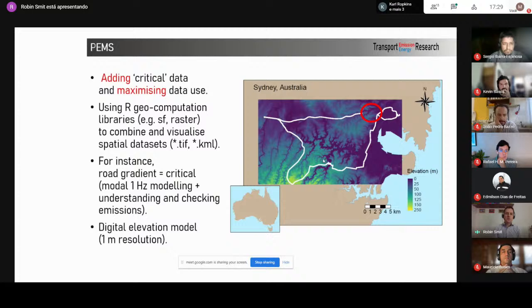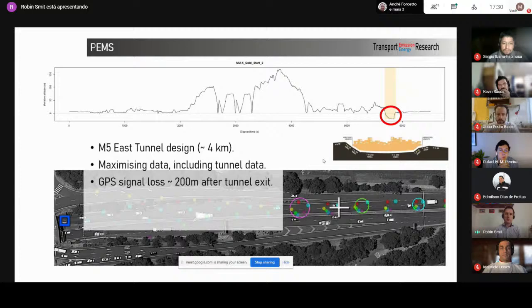One of the other things is to add critical data and maximizing data use. So we found that the R geo computation libraries are very useful and very efficient in this respect. And you can see on the right, and this is some really recent work we've done, is to estimate road gradient, which is a critical parameter variable for modal modeling, as well as understanding and checking the data itself. I mean, you have a digital elevation model for Sydney in this case. You can overlay that on the route, which is the white line, and extract elevation that way. It's very powerful and very useful to do it this way, also in terms of visualization. You can see the little red circle. This is where the tunnel is, and this is something that we also did because we want to maximize data use. We basically looked at the design of the tunnel and extracted the elevation data that way.